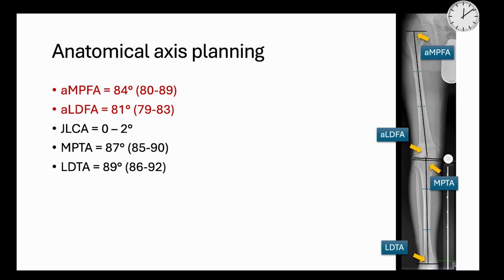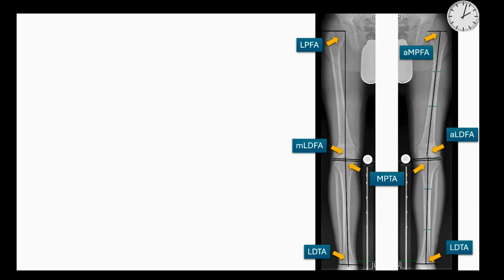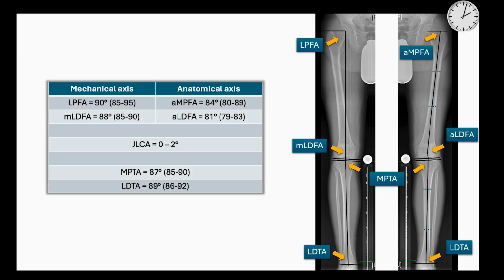If we apply the same analysis to the anatomical axes, we obtain similar angles for the tibia because the mechanical and anatomical axes are parallel. On the femoral side, 2 additional angles can be measured: aMPFA, anatomic medial proximal femoral angle, and aLDFA, anatomic lateral distal femoral angle. Average values and normal ranges are provided for comparison, illustrating the differences between the mechanical and anatomical axes and their orientation angles.